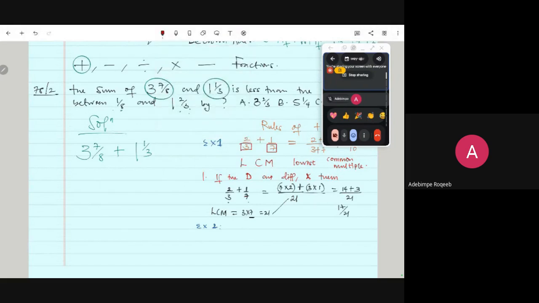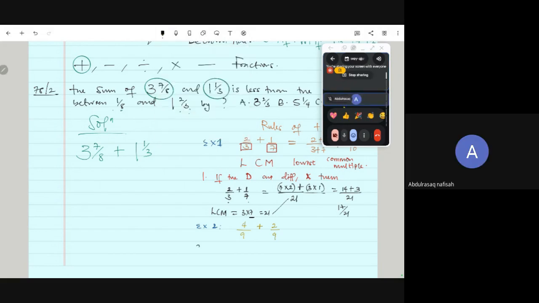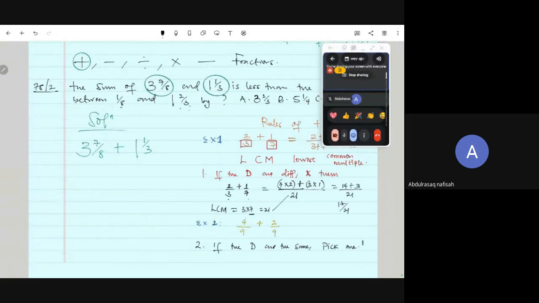I have 7/9 plus, let's see, 4/9 plus 2/9. What do you observe here? The denominators are the same, right? Yes. So rule number 2: if the denominators are the same, pick one and add the numerators.